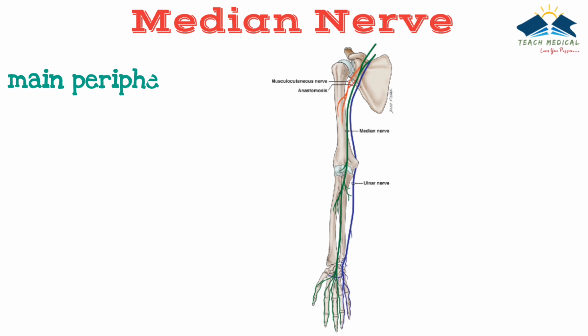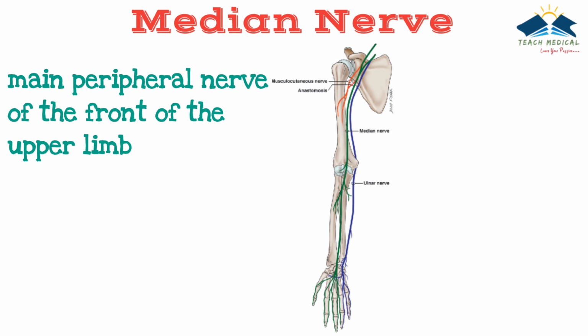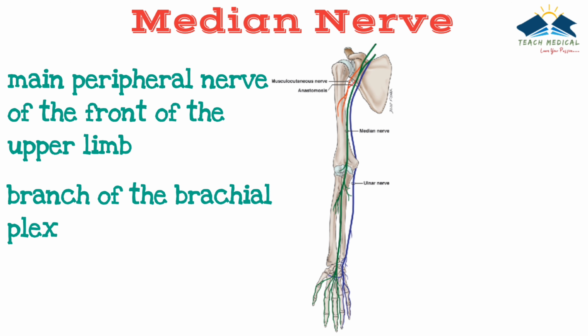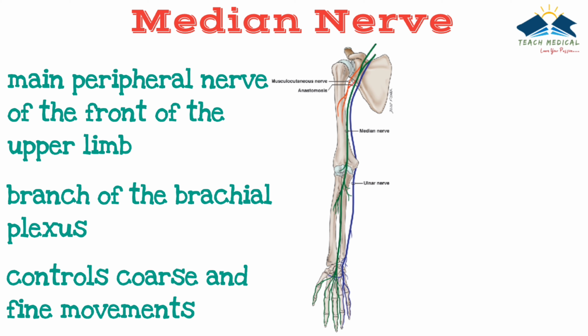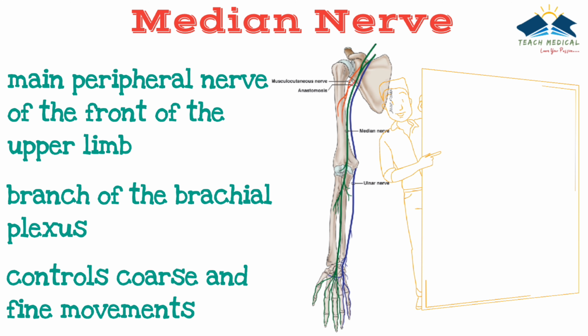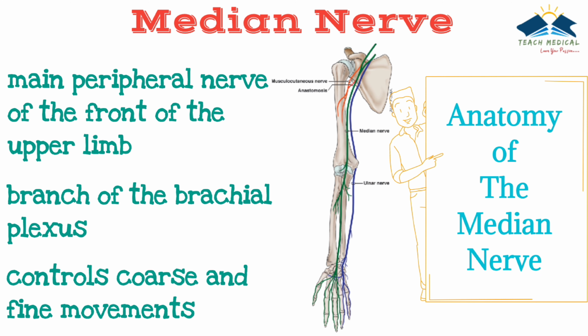Median nerve is the main peripheral nerve of the front of the upper limb. It arises as a branch of the brachial plexus. It controls coarse and fine movements of the upper limb. In this article, we shall look at the anatomy of the median nerve, its origin, course, relations and branches.